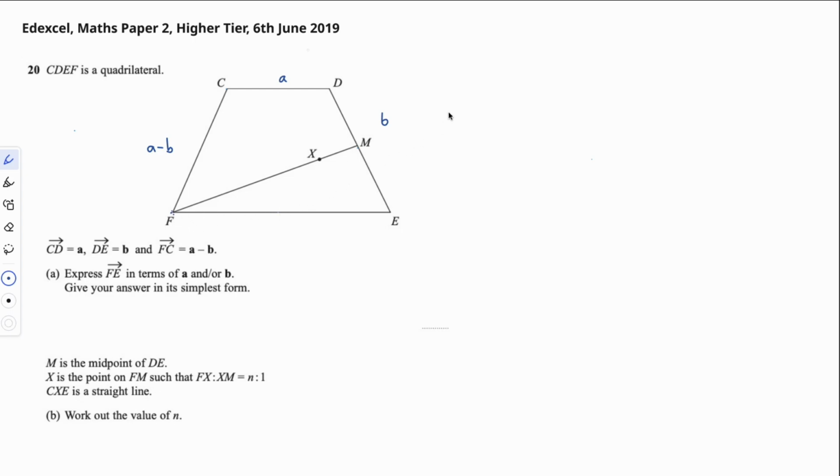So to get from F to E, we can do it by going probably a couple of ways, but let's go from F to C, because we are already being given those vectors, C to D and D to E. So those vectors that are being given to us: FC is a minus b, plus a plus b, which gives us a plus a is 2a, and the minus b plus b is 0. So our vector FE is notated by 2a.